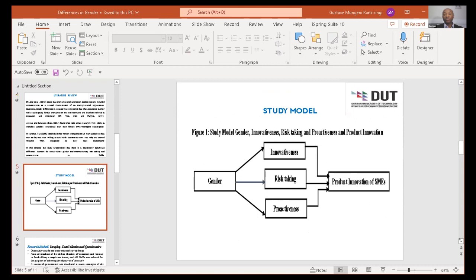This is, as you can see, the study model. We try to look at the gender differences in terms of the three important dimensions of entrepreneurial orientation, that is innovativeness, risk-taking and proactiveness, and how that leads to product innovation of small and medium enterprises.